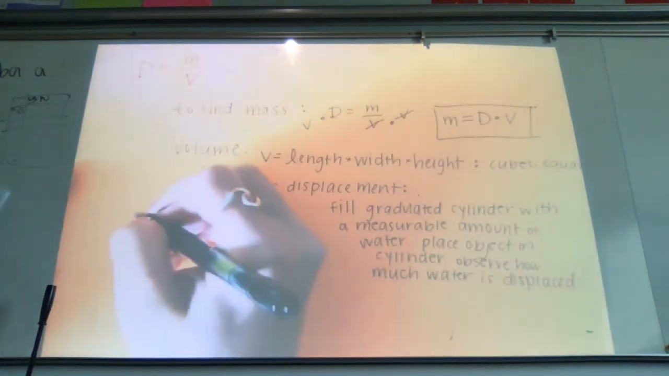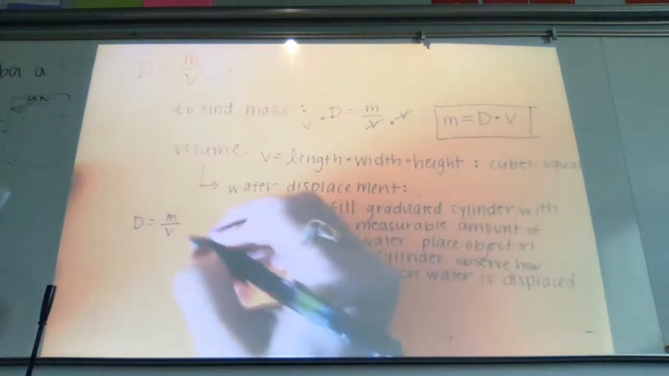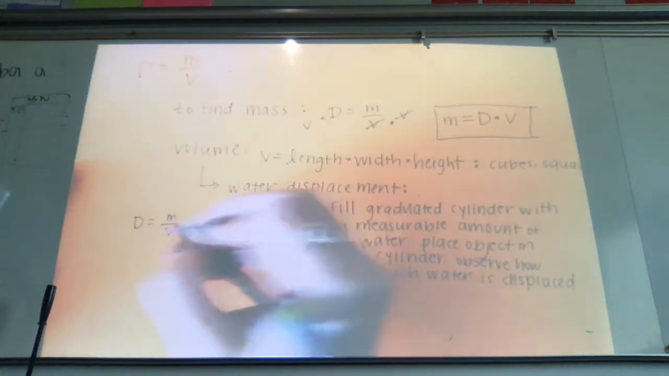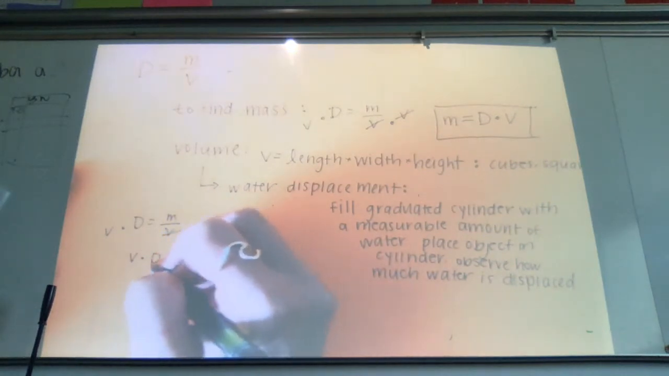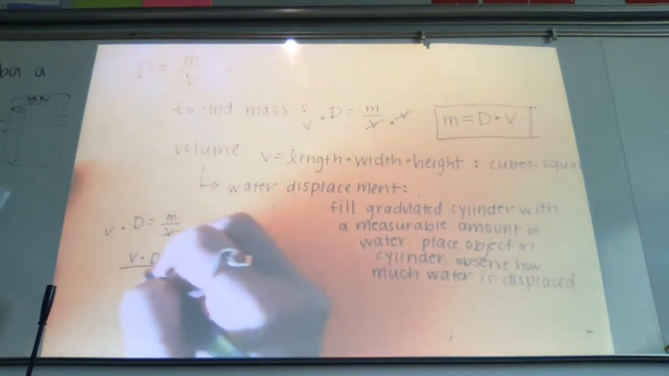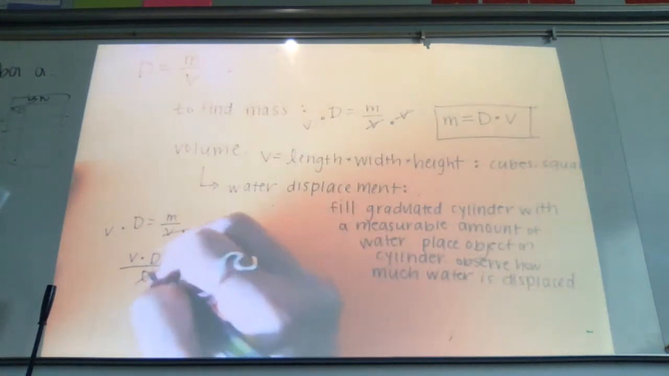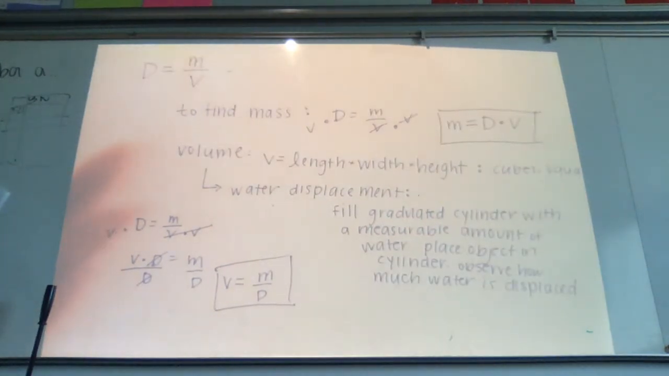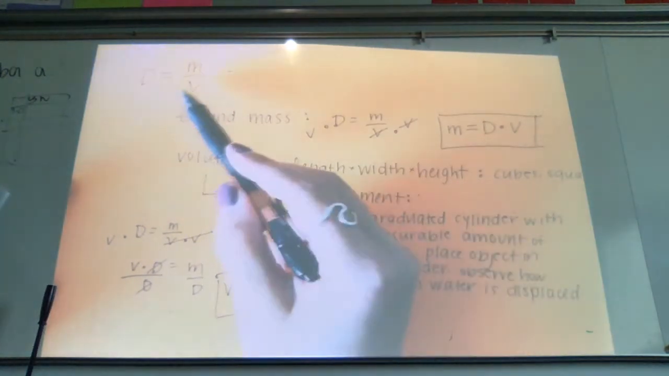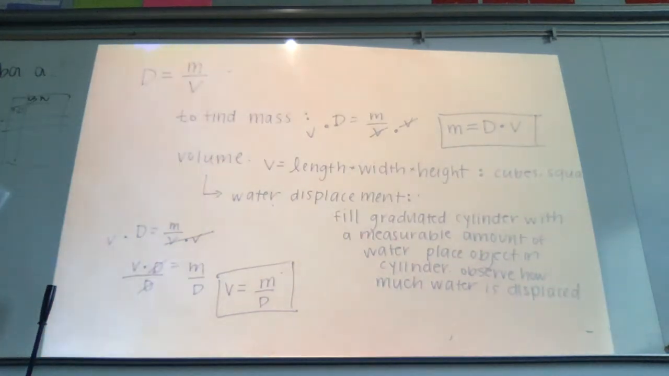But like I said, we can use that original D equals M over V to solve for volume as well. So we need to get V by itself, so we're going to multiply by V on both sides. Cancel out our volume over here, so we're left with volume times density equals mass. Then we're going to divide by density on both sides to get our formula of volume equals mass divided by density. We can use these three formulas, D equals M over V, M equals D times V, and V equals M divided by D, to solve various problems in chemistry.